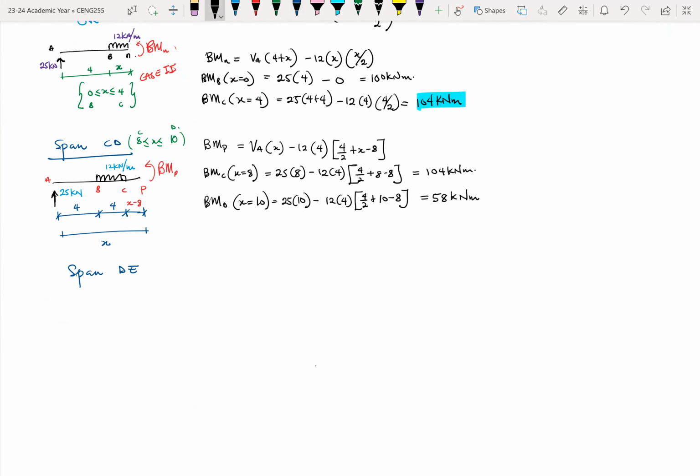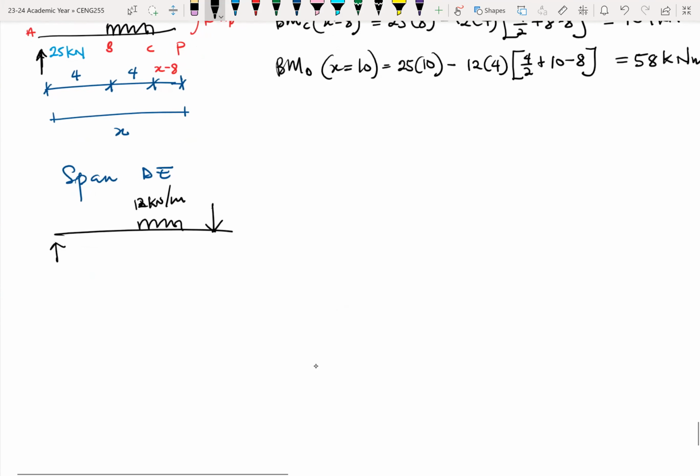So span DE, let me just draw again from the left side. So we have all of that. Okay. So this is the 12 kilonewton per meter. This is my 25 kilonewtons. This is my 6 kilonewton. Okay. So this is A, B, C, D.